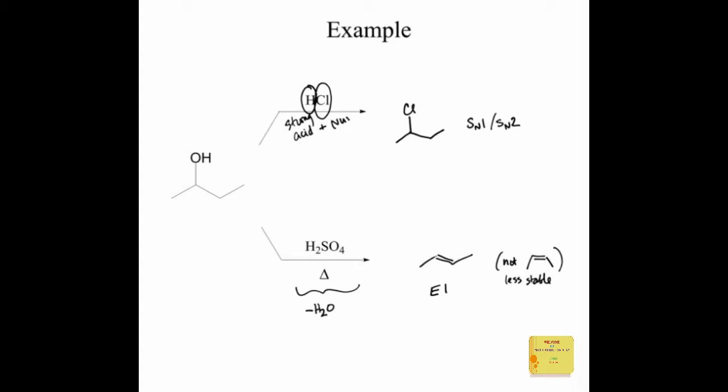Okay, but with an acid like HCl, we get substitution because if there is a nucleophile present, that nucleophile will want to attack the carbocation. With H2SO4 and heat, there is no nucleophile present, so once we form the carbocation, our only choice is to eliminate and get the alkene product.